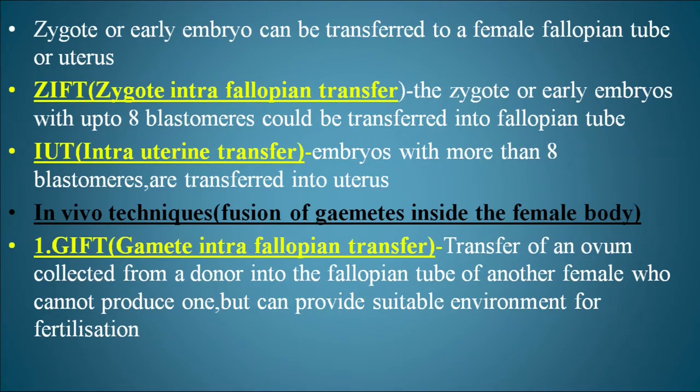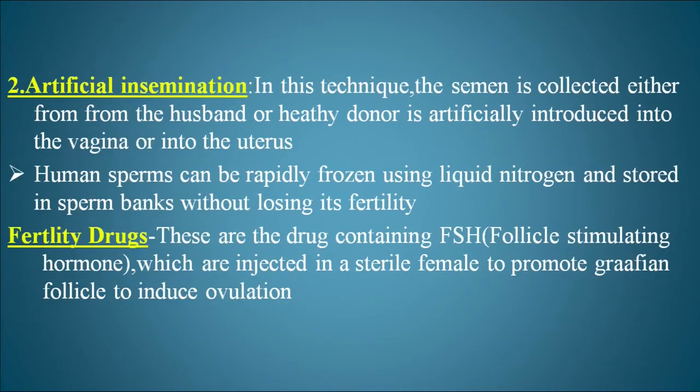Now we will talk about in vivo techniques, fusion of gametes inside the female body. First of them is GIFT, gamete intrafallopian transfer: transfer of an ovum collected from a donor into the fallopian tube of another female who cannot produce one but can provide a suitable environment for fertilization. Artificial insemination: in this technique, the semen is collected either from the husband or a healthy donor and is artificially introduced into the vagina or into the uterus.